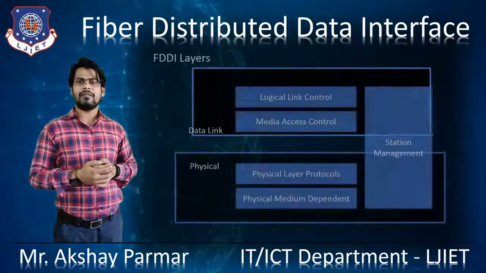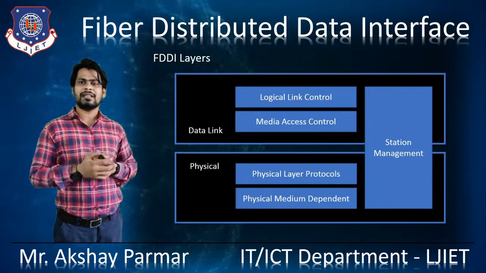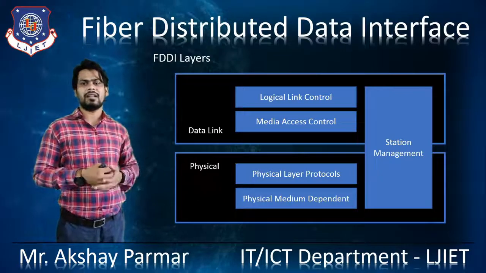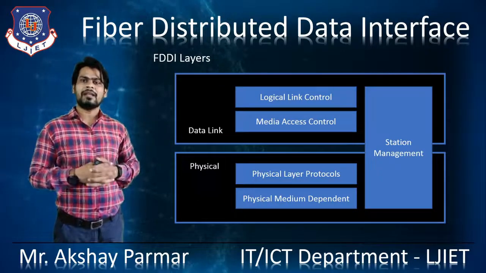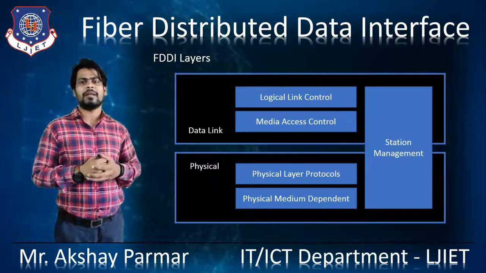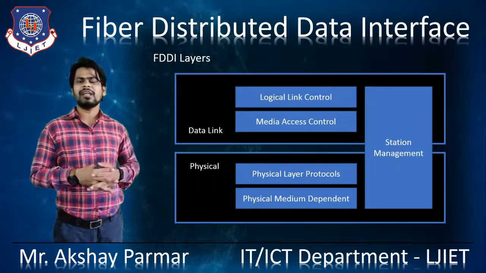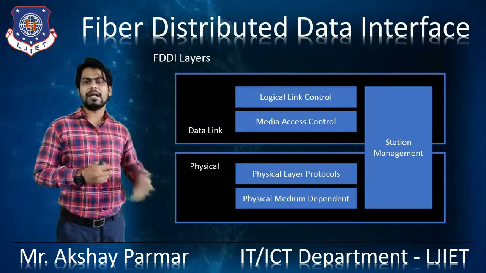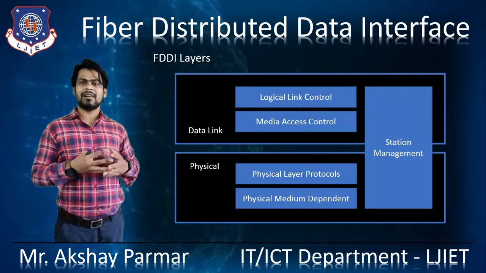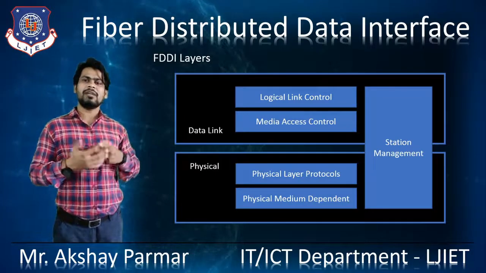So this is all about the FDDI topology. Which kind of layering does it have? FDDI works in two layers, the data link layer and the physical layer. In the data link layer, there are the logical link control and the media access control. In the physical layer, there are the physical layer protocol and the physical medium dependent, and the station management manages things between the physical layer, data link layer and network layer. So let's see them in brief.